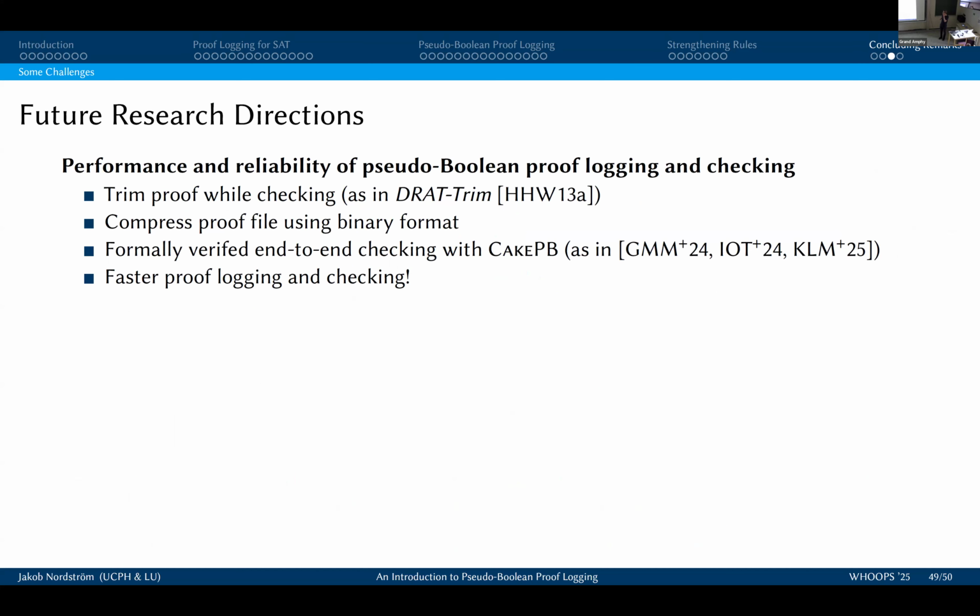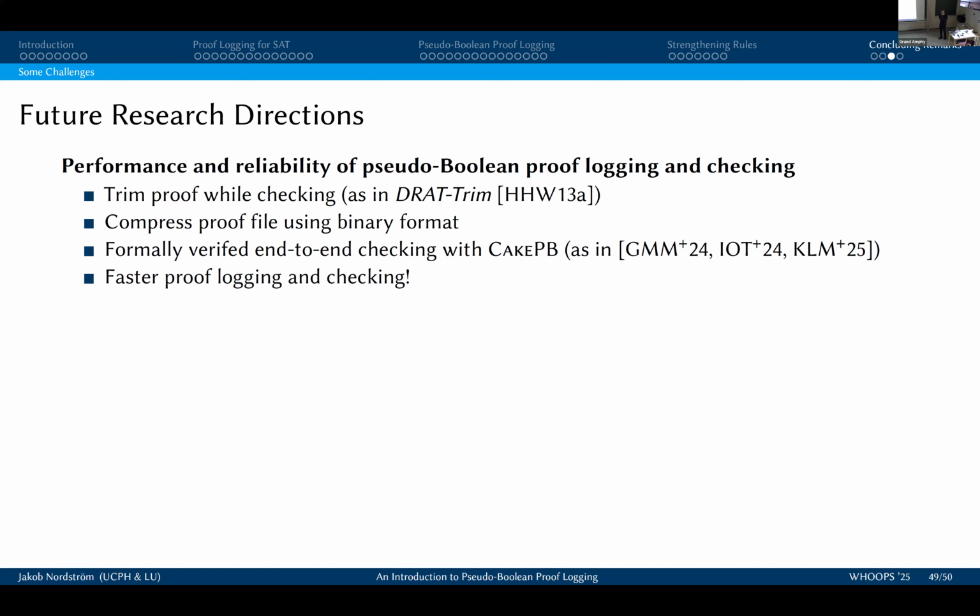There are still lots of things that we would like to do. For SAT solving, proof trimming is important. It's more complicated for pseudo-Boolean proofs, but we want to do it. Proofs can get very, very large. We'd like to be able to compress them with a binary format. As I told you about, ideally, we would like to have a fully formally verified proof checking process. We have this for some settings, but far from all.